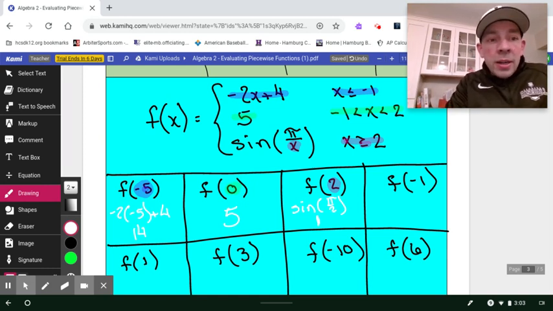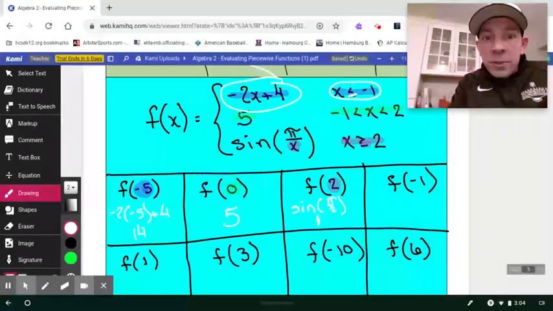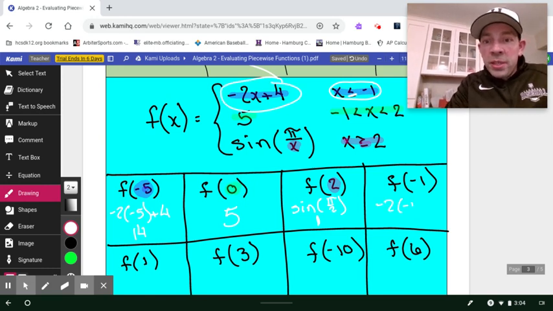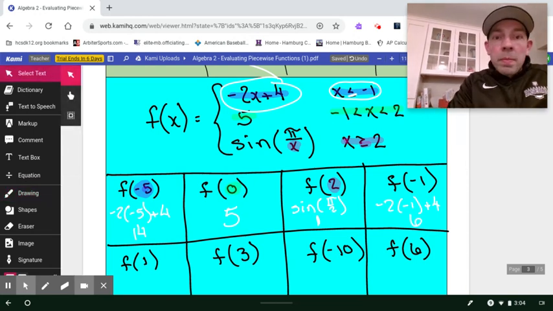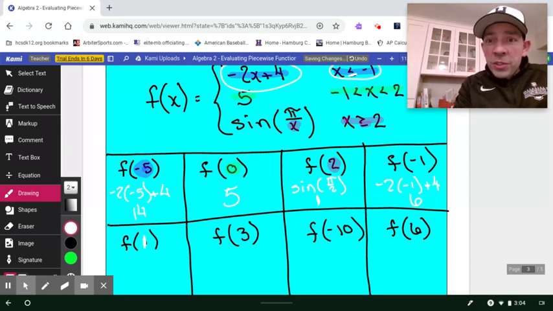Okay, let's keep going. Where does negative 1 fall? Negative 1, because of the equal sign, falls in this domain, so you want this function right here. Negative 2 times negative 1 plus 4 is going to make 6. Now this is a positive 1, which is going to fall in this domain. So the answer is just 5.